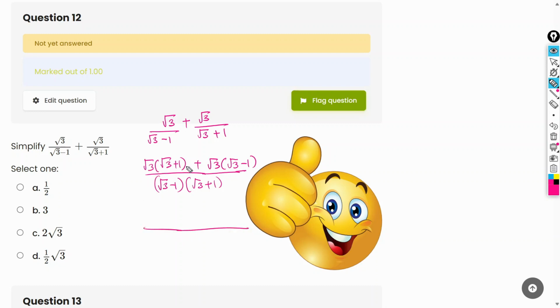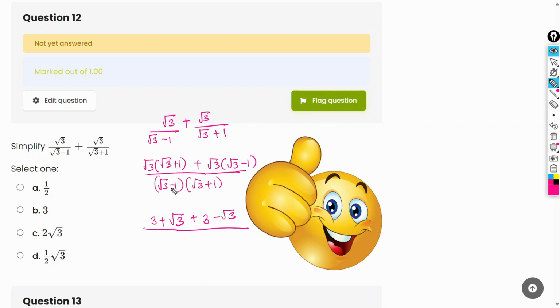I would have 3 plus root 3, right? Because root 3 times root 3 is 3, and then root 3 times 1 is root 3. Then I would also have plus 3 minus root 3. Okay, so same thing, right? Root 3 times root 3 is 3, but then root 3 times minus 1 is minus root 3.